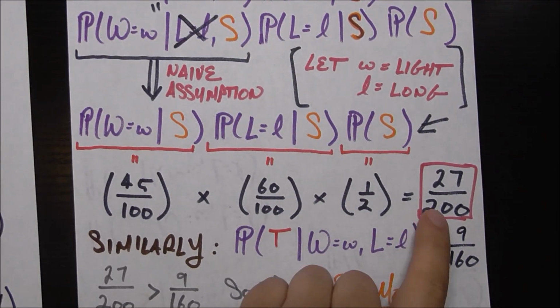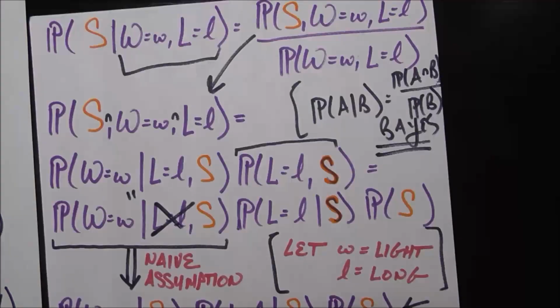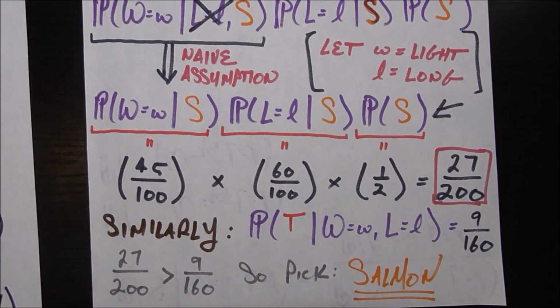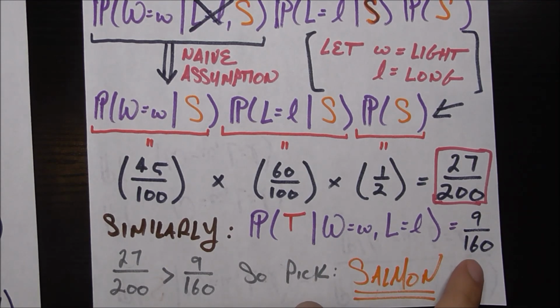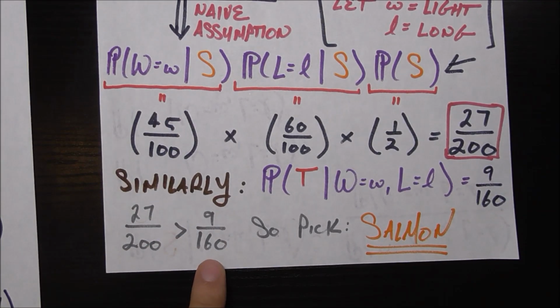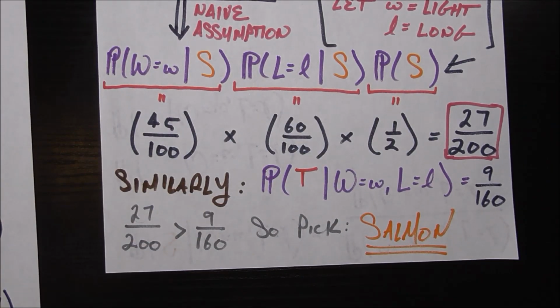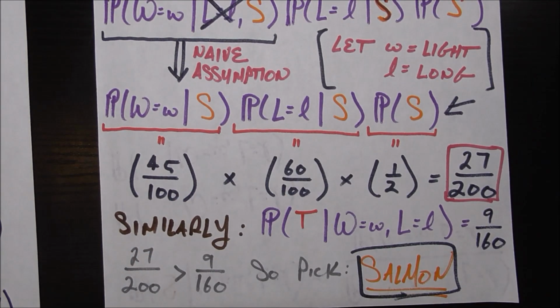Okay? So that's why the numerator in the salmon case was 27 over 200. I didn't go through all the logic, but you can go through the exact same logic flow, replace all the s's you see with t's, and refer to the appropriate values in the table. And you'll find that the probability it's a tuna, given that it's a light and long fish, is 9 over 160. It turns out that 27 over 200 is bigger than 9 over 160, so we have a higher chance, based on our naive model, that it's a salmon than it's a tuna, so we go ahead and pick salmon. We classify it as a salmon.